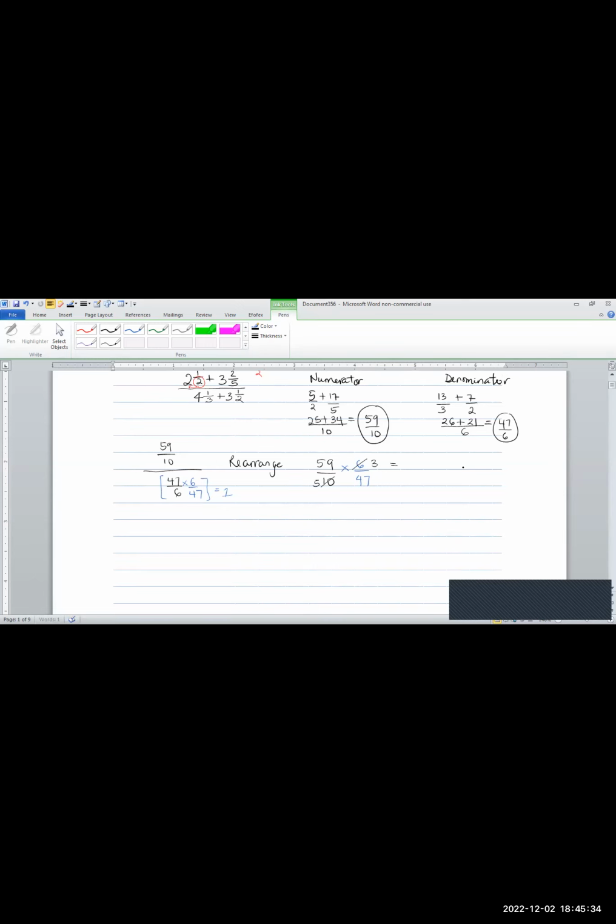What is 3 times 9? 3 nines are 27. Carry 2. What is 3 times 5? 15. And what is 15 plus 2? 17. What is 5 times 7? 35. Good. And what is 5 times 4? 20. And what is 20 plus 3? 23.